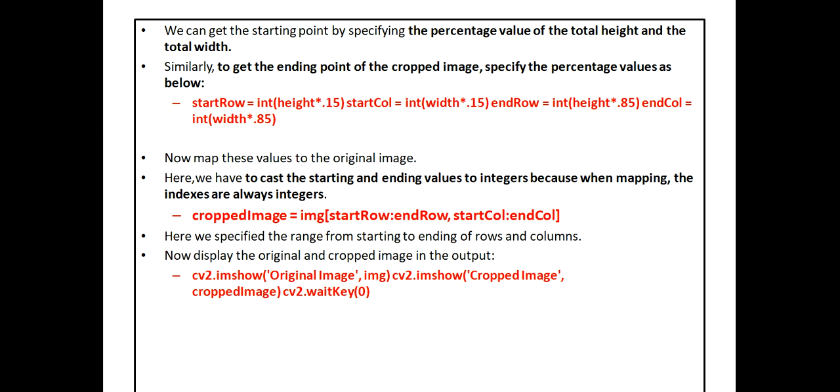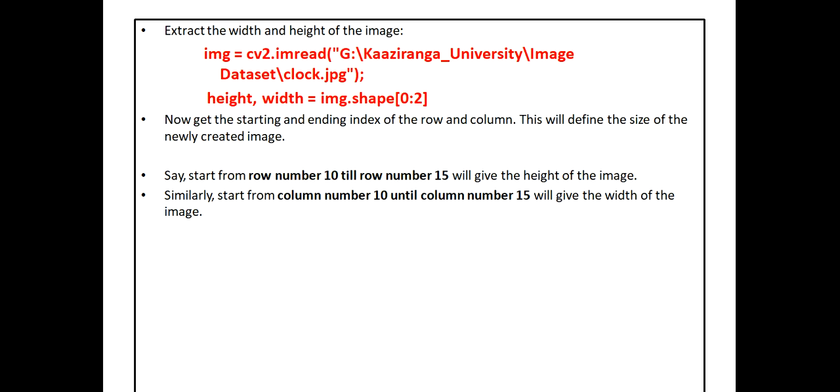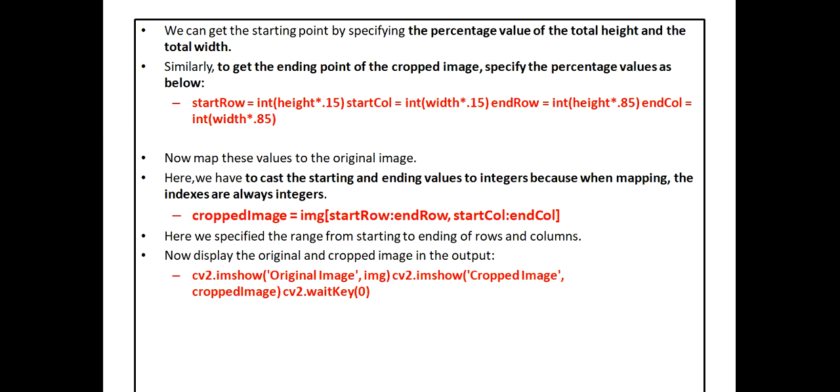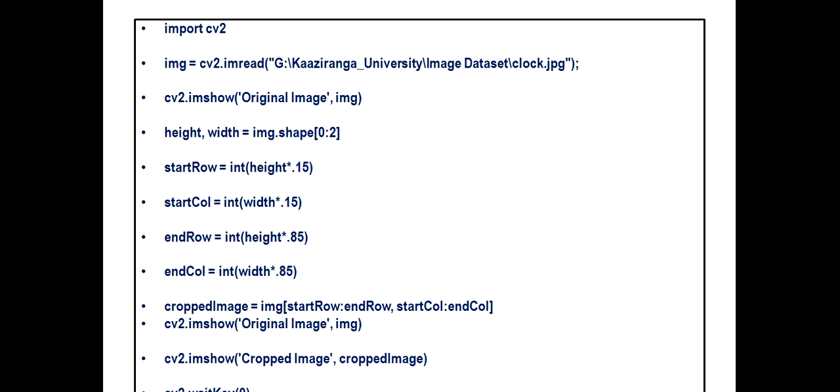So the crop image is image[start_row:end_row, start_col:end_col]. We are starting from this start row and ending with this 85. Then start column up to end column. So this is the crop version of the image. We specified the range from starting to ending of rows and columns. Now you display this crop version. You'll see the output, how it differs from the original one. I hope each and every line of this is clear to you. So this is the overall code.